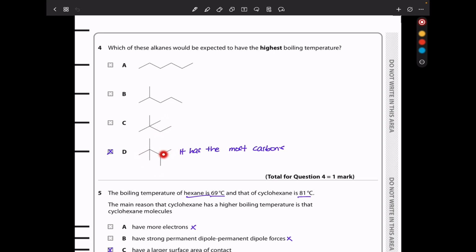This one has more carbons in comparison to the others. Even if it has more branches, it has more electrons, and therefore will form more London forces, so the answer is going to be D.